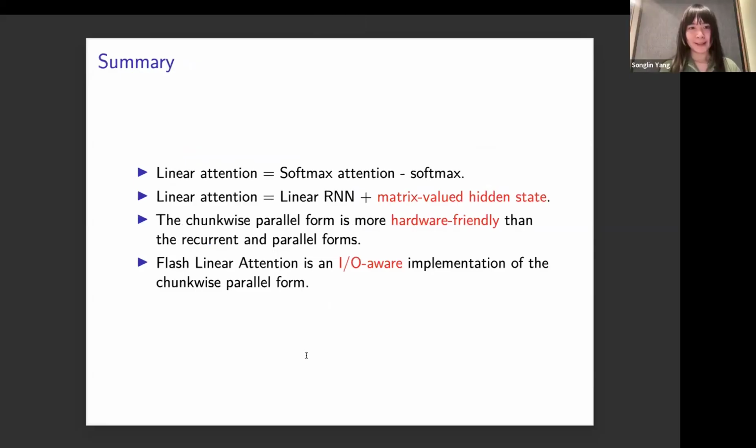Okay, so to summarize this session, we introduced linear attention. The concept of linear attention is extremely simple. It's just softmax attention without the softmax, and it can be reframed as a linear RNN with a matrix-valued hidden state. We also discussed three equivalent forms: the recurrent form, the parallel form, and the chunkwise form. The chunkwise parallel form is more hardware friendly in the training and pre-training stage. The recurrent form is more preferred in the decoding stage. Finally, we have Flash Linear Attention, which is the I/O-aware implementation of the chunkwise parallel form.